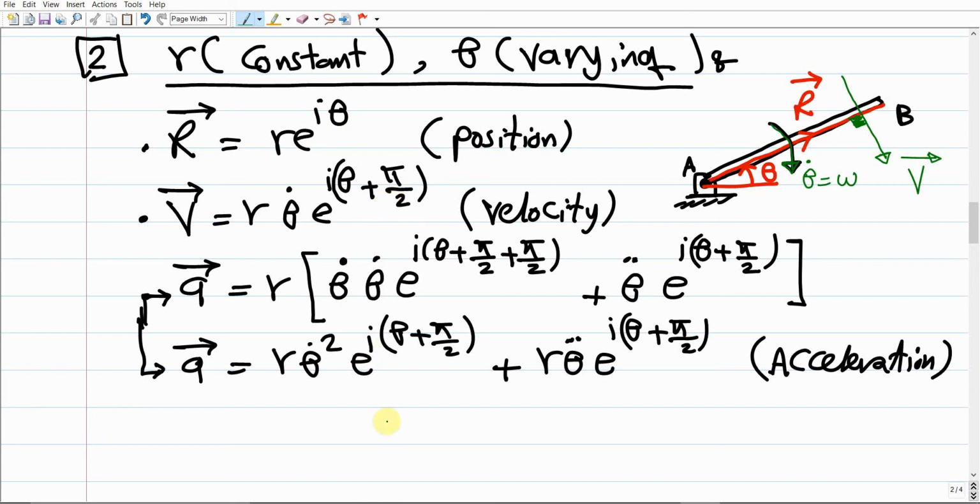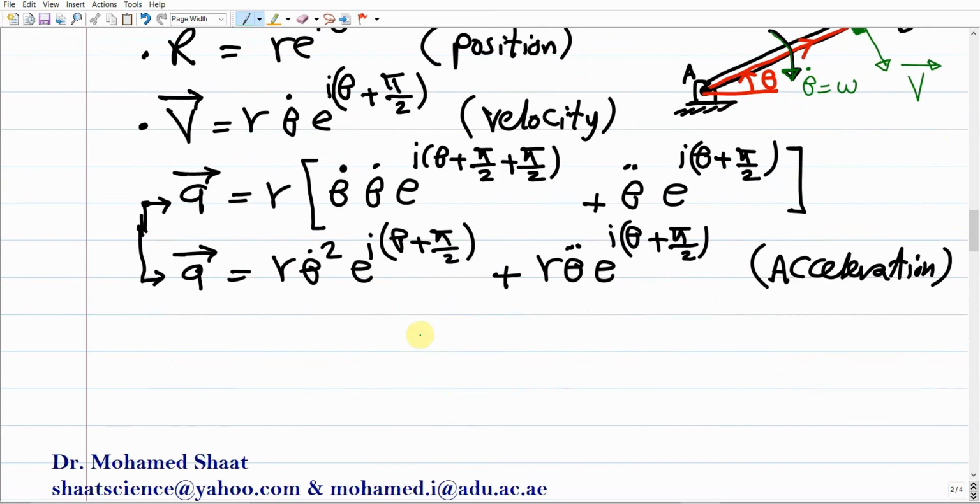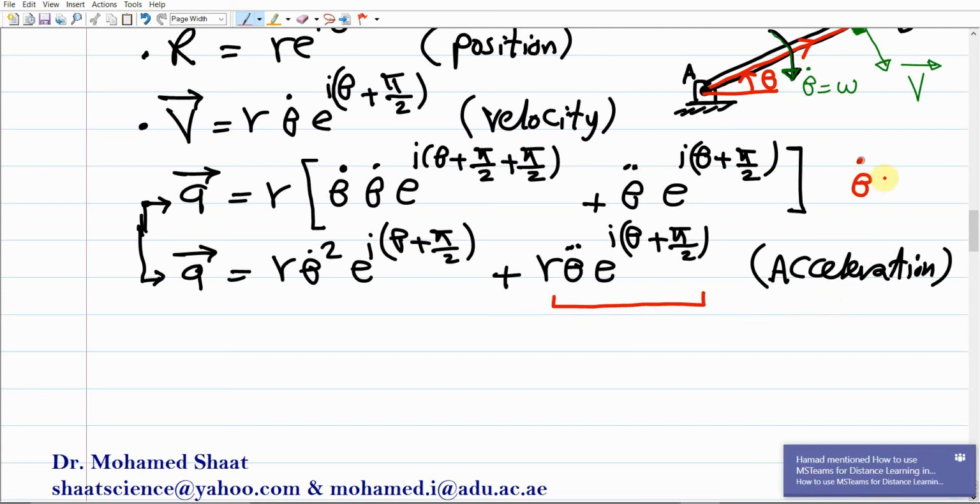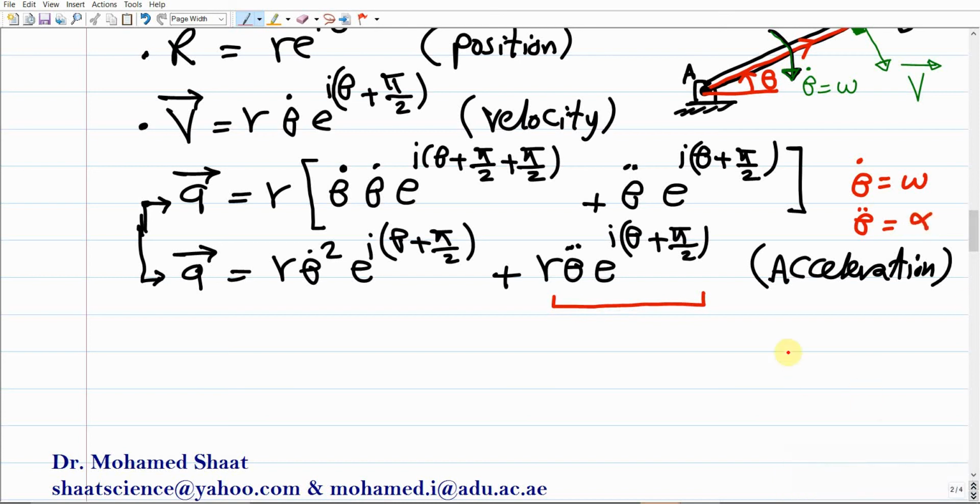How about the acceleration? The acceleration here has two terms, not just one. Let us consider the second term first. It's going to be r times theta double dot. If you remember from the dynamics class, theta dot represents omega, the angular velocity, but theta double dot represents alpha, the angular acceleration. Make sense? So that's why r theta double dot should be like r alpha.